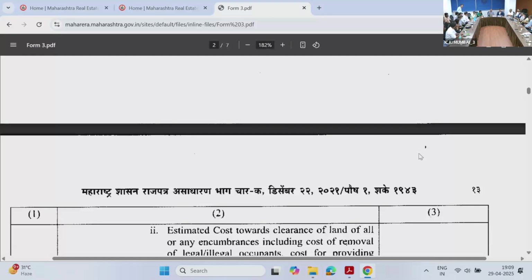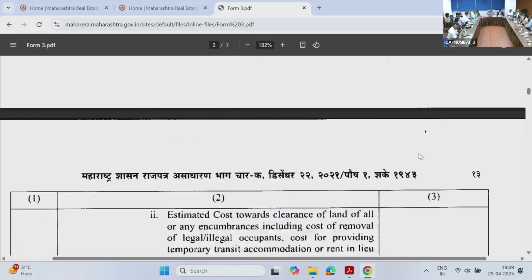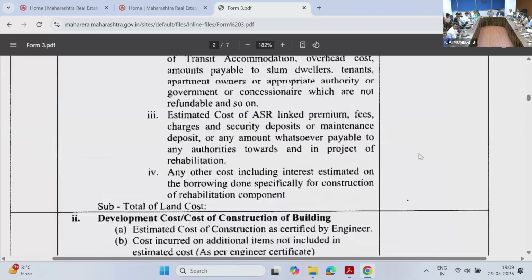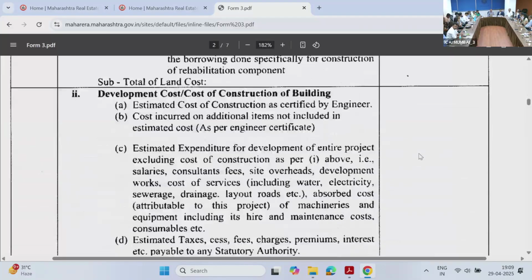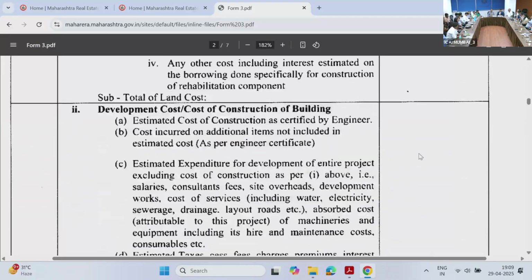And then I think we have talked about table A and B enough, right? Switch to table B, the subsequent part where the withdrawal amount is shown, right? And prior to that, I wanted to point out the engineer certificate. If you look at the engineer certificate, development cost, estimated cost of the construction as certified by engineer, cost incurred on additional item included, this is part of table A.